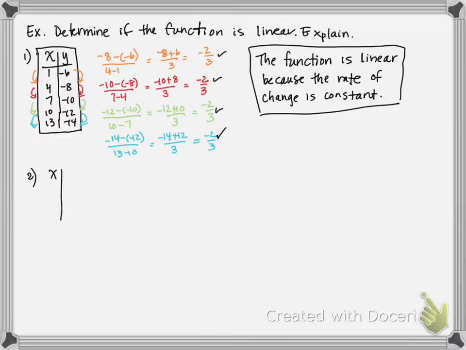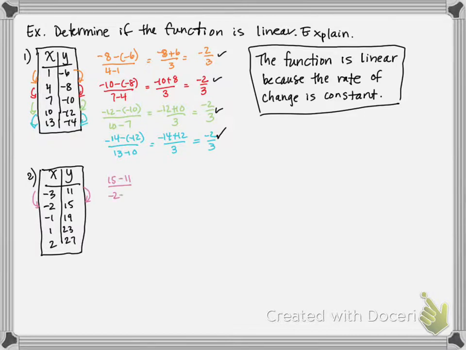And we've got x and y. We're going to go negative 3, negative 2, negative 1, 1, 2. And then we're going to go 11, 15, 19, 23, 27. Start with the top two and see what we get. So 15 take away 11, negative 2 take away negative 3. That's going to give me a 4 on top and a negative 2 plus a 3, which is going to give me a 1, which I can simplify down to 4. Okay?